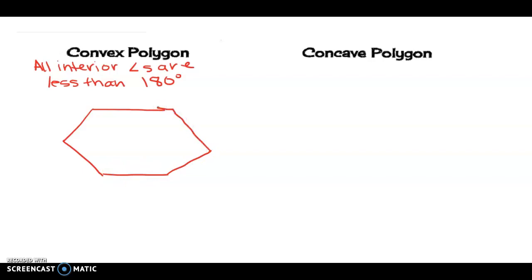Okay, so if I look at this, let's do, this is 1, 2, 3, 4, 5, 6. So this is a hexagon. So notice that each one of these interior angles is less than 180. So I would call this a convex hexagon, because all angles are less than 180, and hexagon because it has 6 sides.